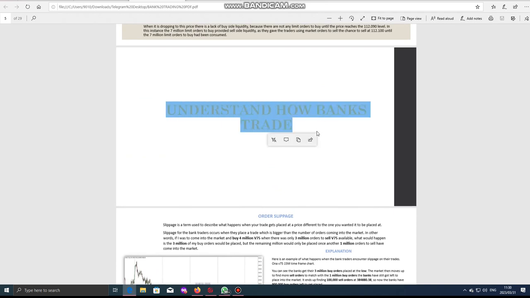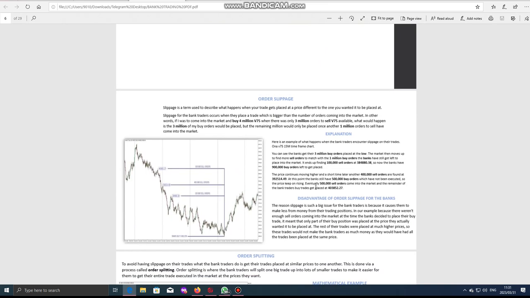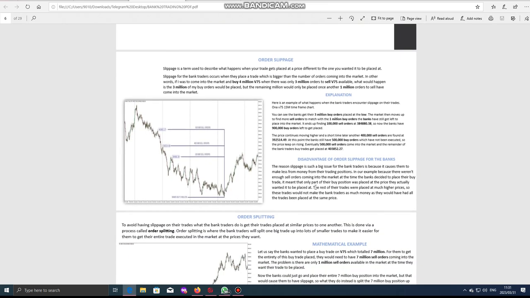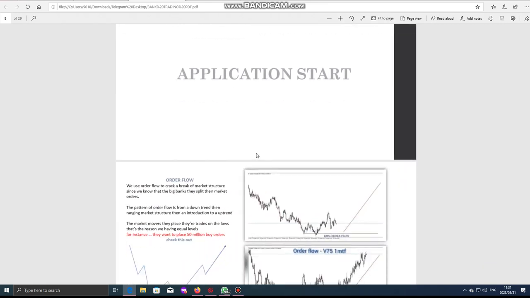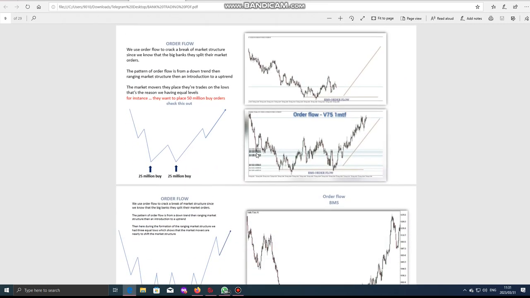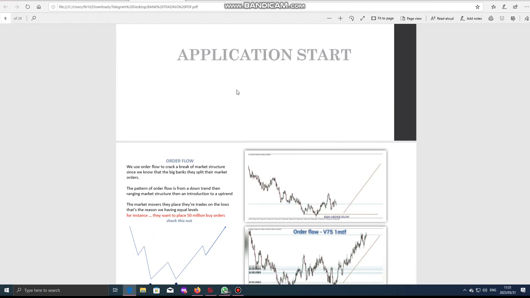Now this part you must also know: understand how the banks trade. Here I tried to explain, including illustrations, so that you can see how they go. Having order slippage, everything is there, guys. Let's just pass this one, and today the business of the day is the application of order flow.